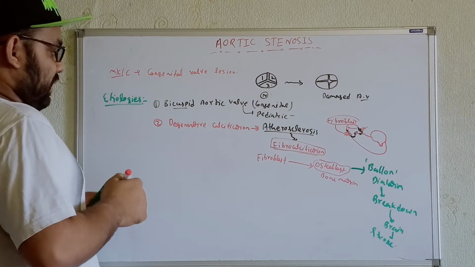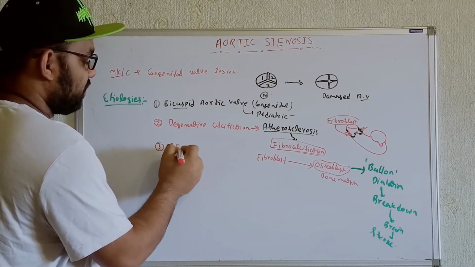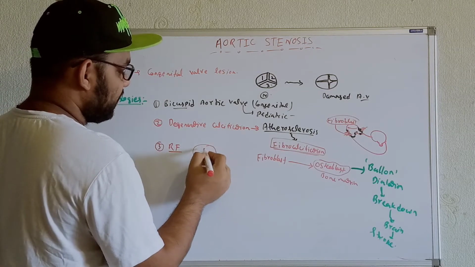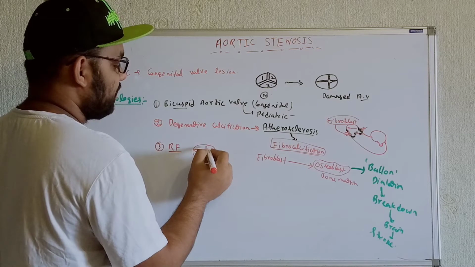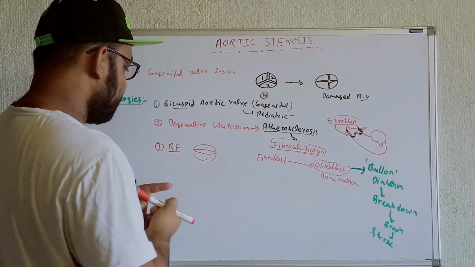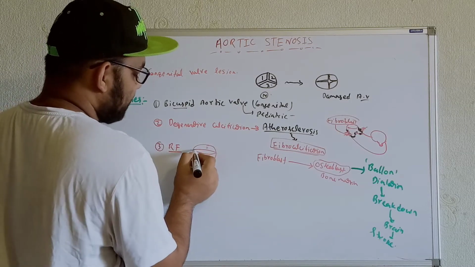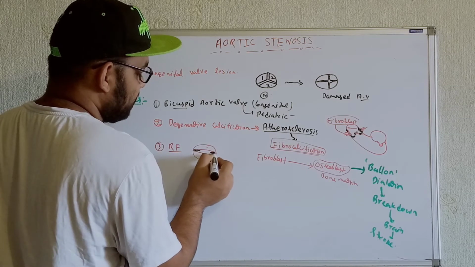Now the third cause is rheumatic fever. For example, if you see this is the valvular structure over here, this is the valve cusps, the anterior leaflets and the posterior leaflets. In these cases we will see calcifications, fibroblasts, or different kinds of growth factors come over here and try to fuse these regions.